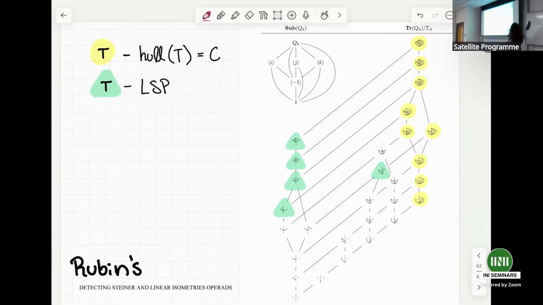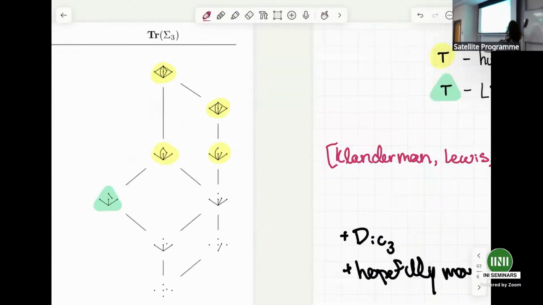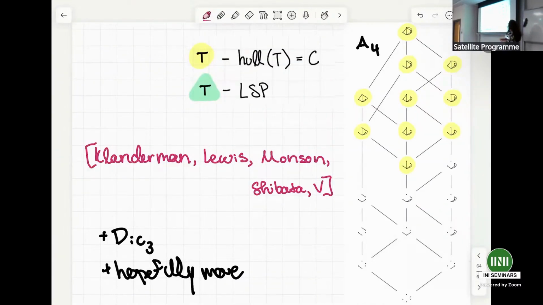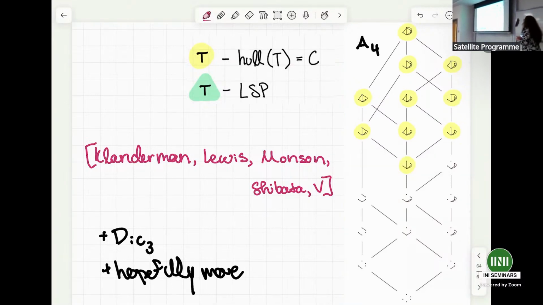But yeah, we just have some interesting patterns, and you can study all kinds of different things with this. You could think about if things are saturated, if things are disk-like, which is co-saturated. So then we have this one, sigma 3. And so Vanderman, Lewis, Monson, Shibata, and I have been trying to do these for other groups, specifically non-abelian groups. So here's A4. And something weird we found with A4 is that none of them are LSP in an interesting way. Like if you're LSP, that means that you are connected, right?